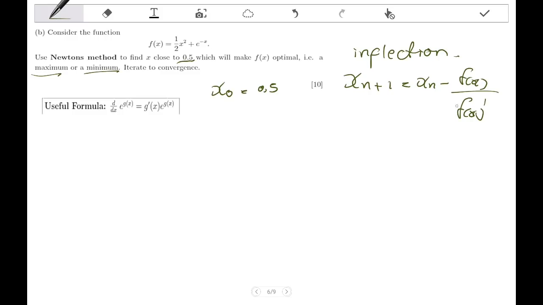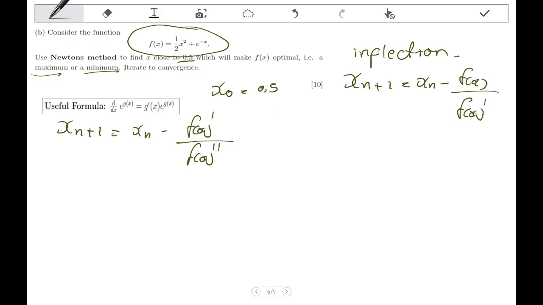Like if they didn't tell you it's a point of inflection or maximum or minimum, use this formula. But if you are told, because now we're dealing with approximation of x at the maximum and minimum, then the formula is going to change to this: x n plus 1 is equal to x n minus the derivative of this divided by the second derivative. So here, since we are told that this is at the maximum and also minimum, we have to find the derivative of this function.